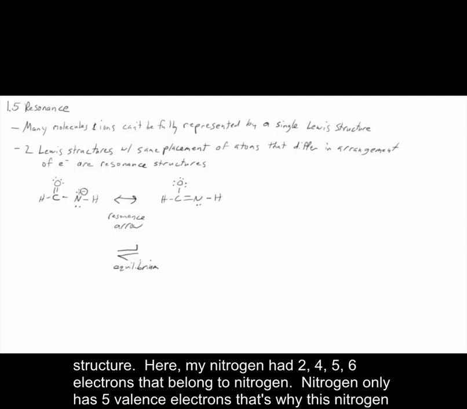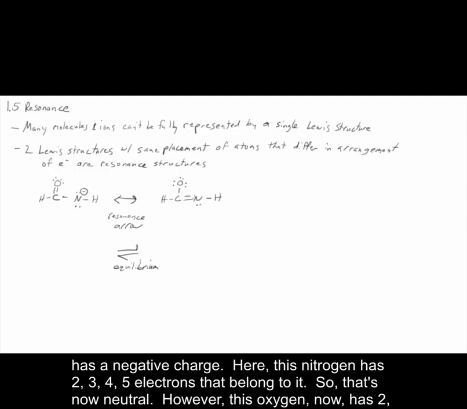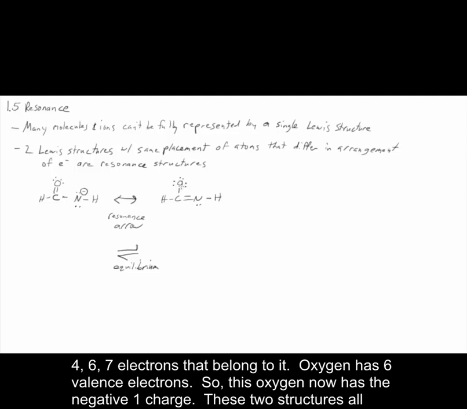here my nitrogen had 2, 4, 5, 6 electrons that belong to nitrogen. Nitrogen only has 5 valence electrons, so that's why this nitrogen has a negative charge. Here, this nitrogen has 2, 3, 4, 5 electrons that belong to it, so that's now neutral. However, this oxygen now has 2, 4, 6, 7 electrons that belong to it. Oxygen has 6 valence electrons, so this oxygen now has the -1 charge.